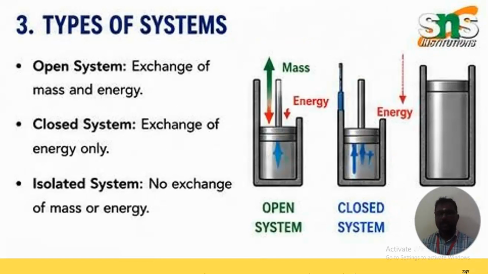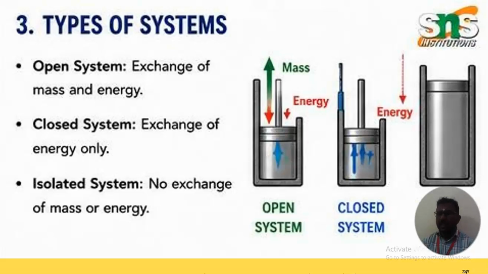Next we are going to discuss the types of systems. Here we have mainly three types. The first one is the open system, the second one is the closed system, and the third one is the isolated system.